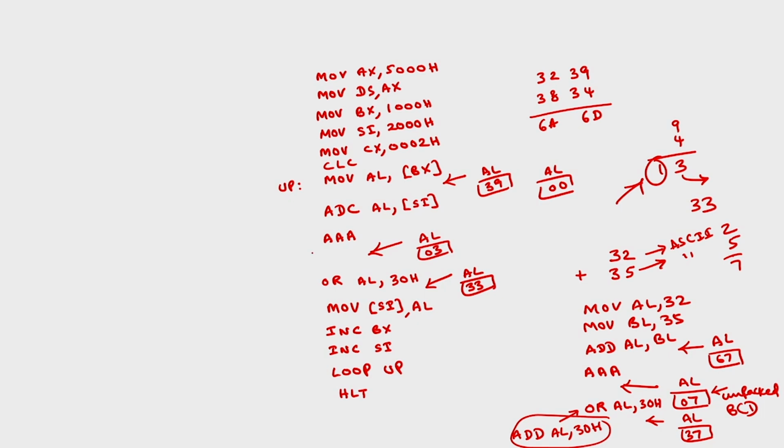Similarly, the keyboard is actually ASCII: if I press any key, the corresponding ASCII code will be generated. To convert that ASCII code back into decimal, we can stop here without ORing with 30H. And if I want further processing of the ASCII digits, I can OR with 30H. This is the fourth program.